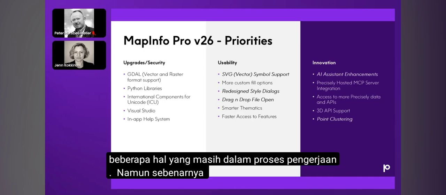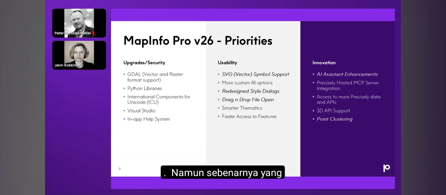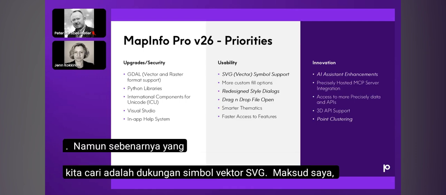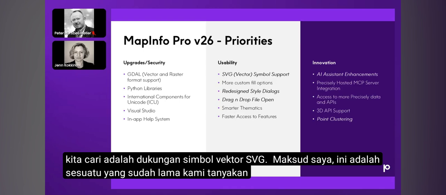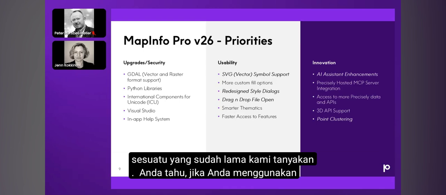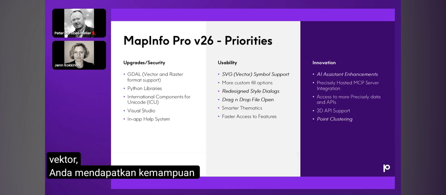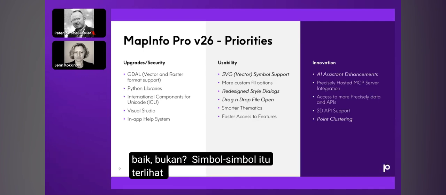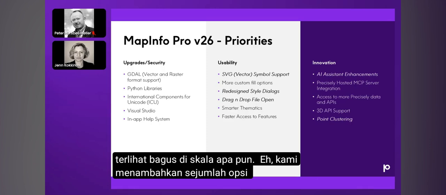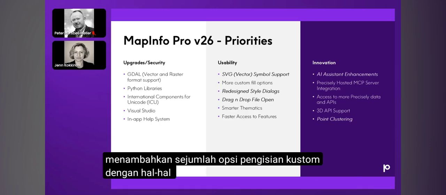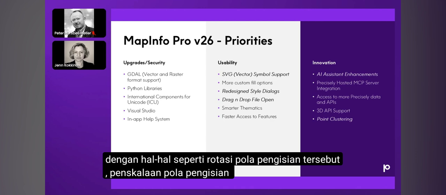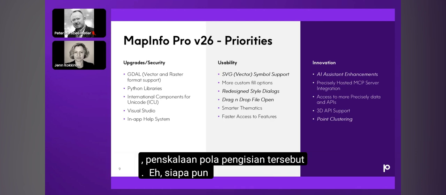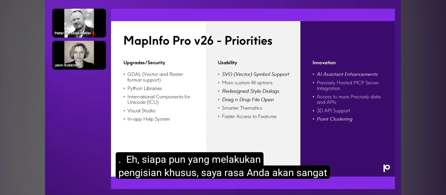But really definitely the SVG vector symbol support we're looking at. I mean, this is something folks have asked about for a while. If you use vector, you get the ability to scale really well, right? Those symbols look great at any scale. We're adding a bunch of custom fill options with things like rotating of those fill patterns, scaling of those fill patterns. Anyone who does custom fills, I think you're going to be really excited with what we're doing there.